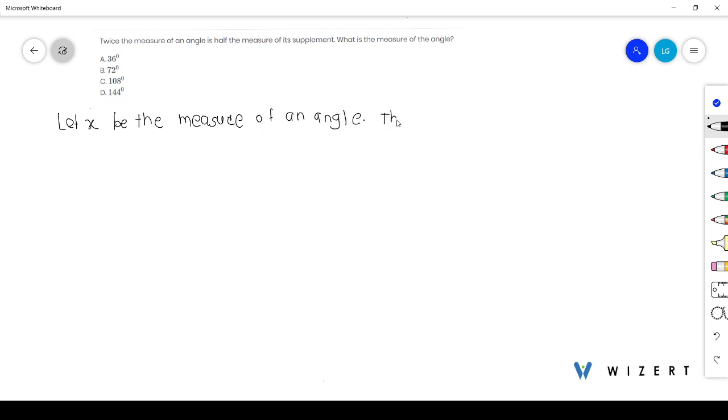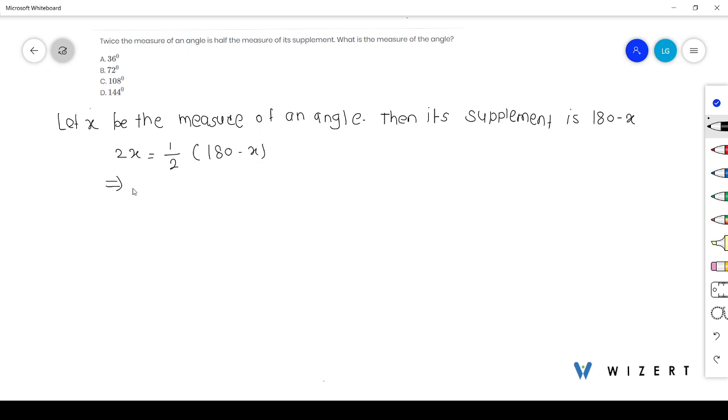then its supplement is given by 180 minus x, because the supplementary angles add to 180 degrees. So here, from the given, twice the measure of an angle, that is 2x, is half the measure of its supplement, that is, it will be 1/2 into 180 minus x.